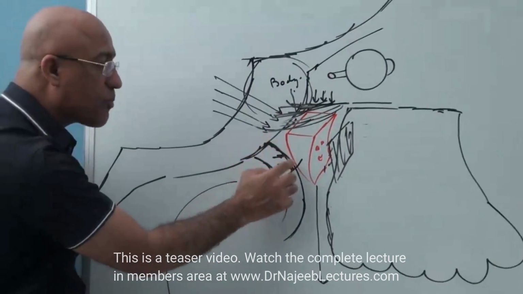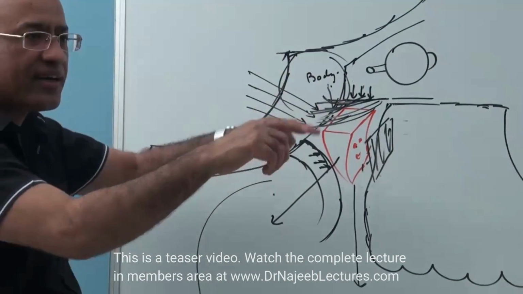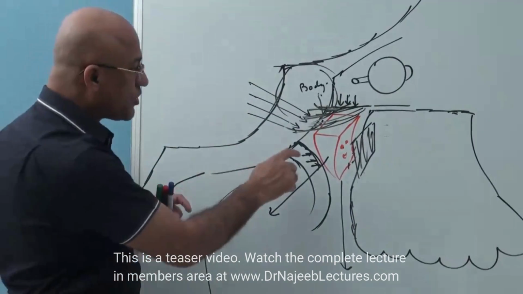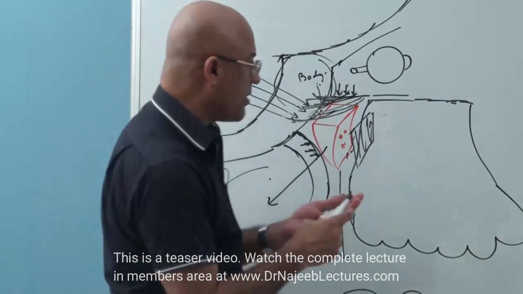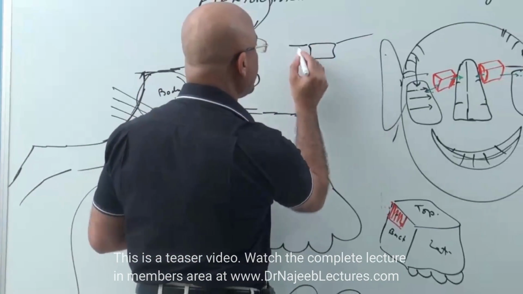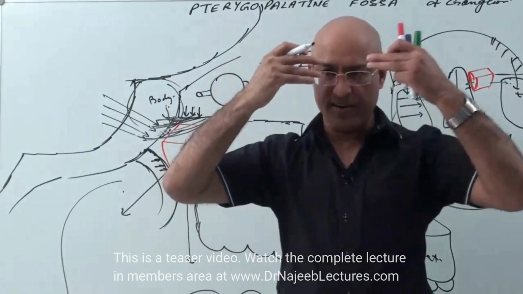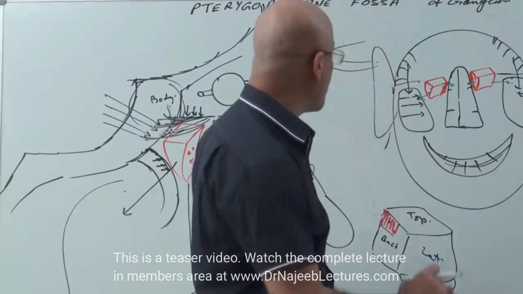Behind it is another part of the sphenoid bone. You know, the sphenoid bone has the body of the sphenoid, lesser wing of the sphenoid, greater wing of the sphenoid, right? So let me make a very simple diagram of the sphenoid bone. This is the sphenoid bone. These are the lesser wings. On the sides, these are the greater wings. We are looking from the front to the sphenoid bone.